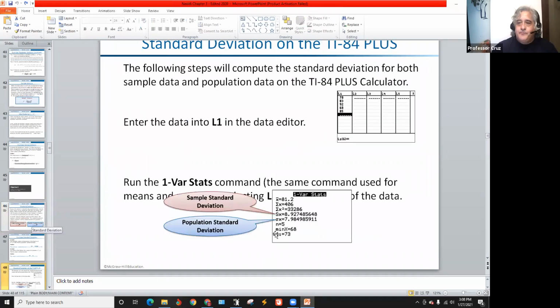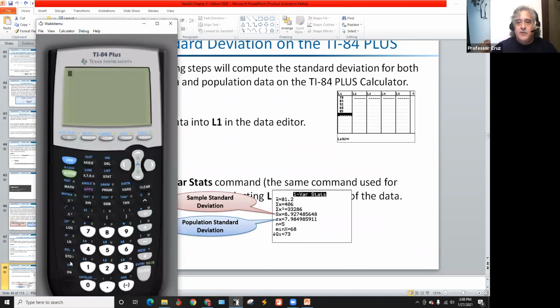Now, back to this calculator. And maybe I'll even show you on here. See, this is the same thing. S of X is the sample standard deviation, and that's sigma, baby sigma. Sigma X is the population standard deviation. Since the calculator does not know which one you're using, it gives you both of them.